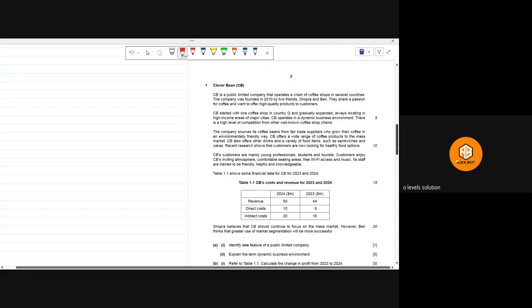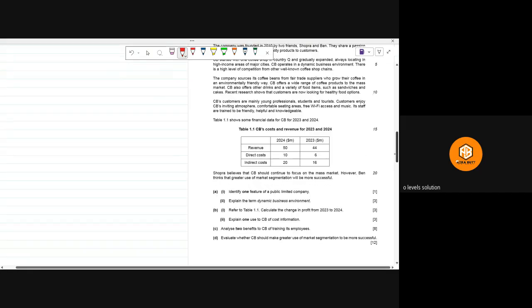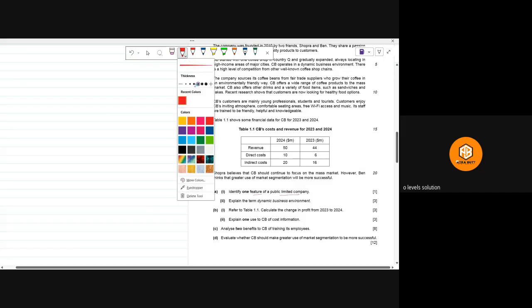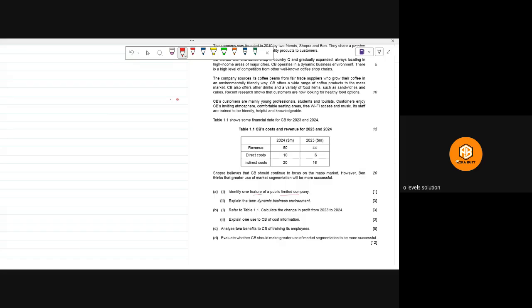So as you can see, we have the first question where we need to identify one feature of the public limited company, and it is too easy. One feature of the public limited company is that they can sell shares to the public on a stock exchange market. So this is what we simply need to identify, that they can sell shares to the general public on a stock exchange.